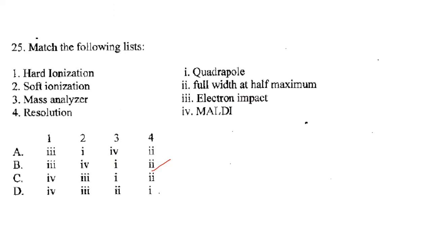Then next one, match the following. Hard ionization, electron impact, 1, 3. Then you have got soft ionization, MALDI, option 4. Mass analyzer is quadrupole, option 1, and the resolution is full width at half maximum. So answer is option B, that is 1 3, 2 4, 3 1 and 4 2.